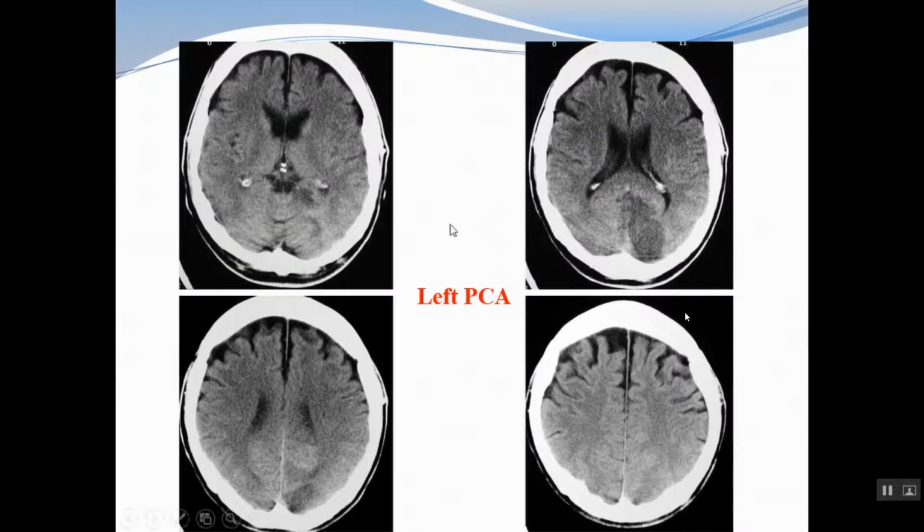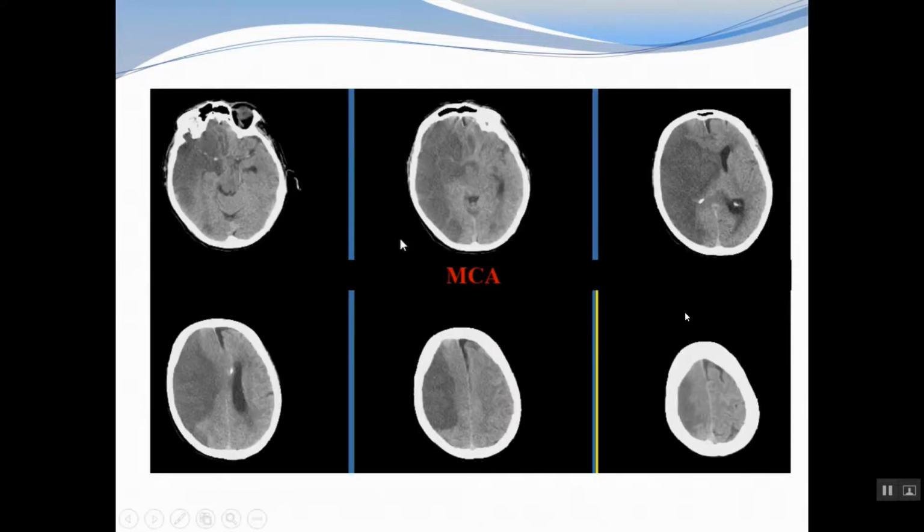This is a case of ischemic infarction of the left posterior cerebral artery, with a large hypodense area and little mass effect seen. Another case of massive middle cerebral artery occlusion with massive infarction, a stroke on the right side of the cerebral hemisphere.